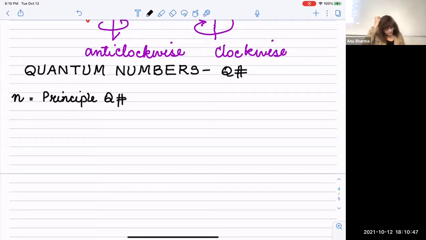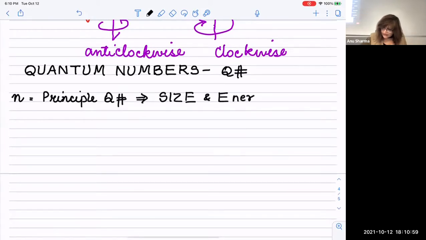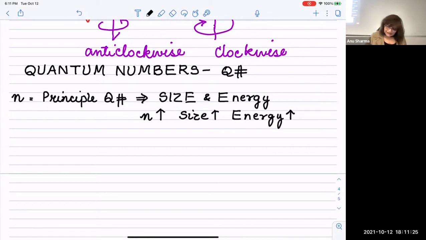And this principal quantum number, what does it depict? It depicts the size of the energy level, and also the amount of energy that is present in that energy level. So size and energy. As the value for n increases, the size also increases, and the energy associated with that energy level also increases. So a more common term these days that we are using is called shell.